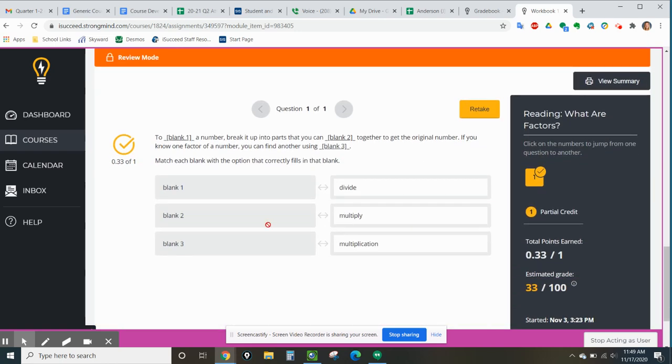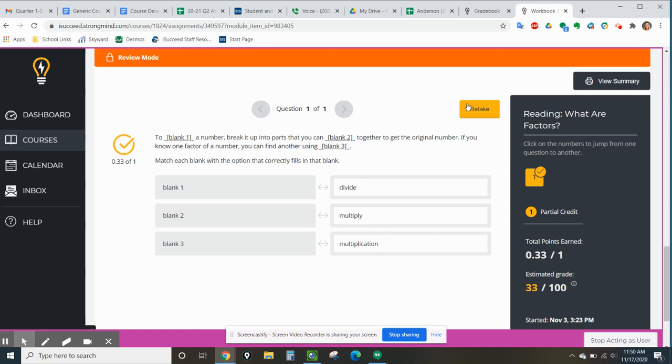So in your workbook, to blank a number, break it up into parts that you can blank together to get the original number. If you know one factor of a number, you can find the other using blank. Okay, so to divide a number, you can break it up into parts that you can multiply together to get the original number. I agree. If you know one factor of a number, you can find the other using, so this one should be division, this last answer right here.